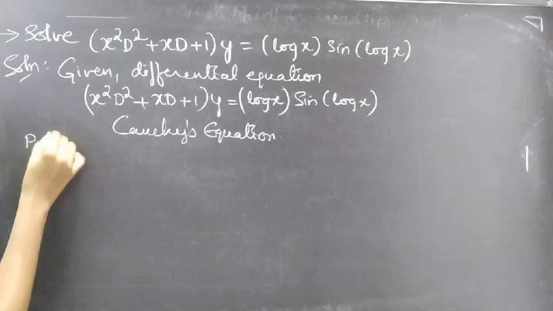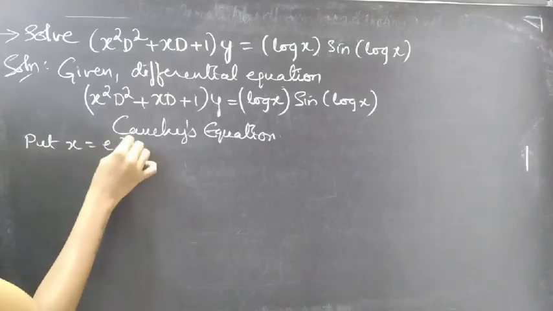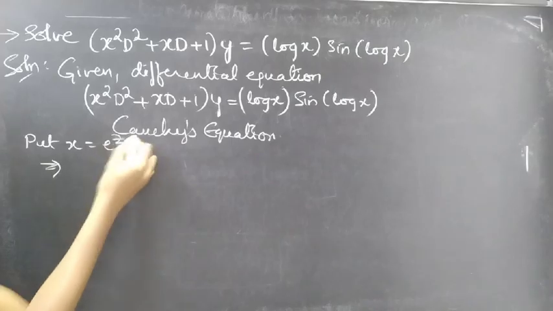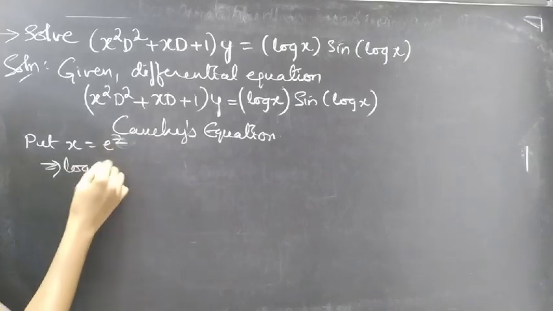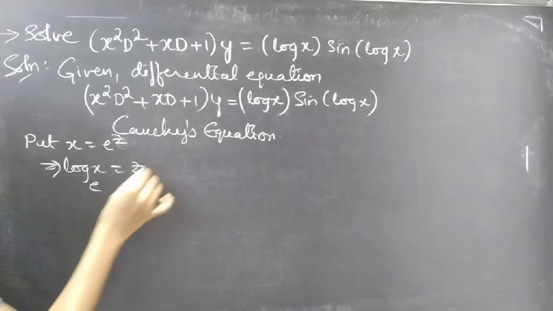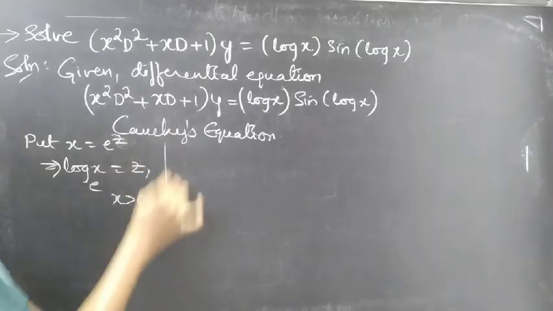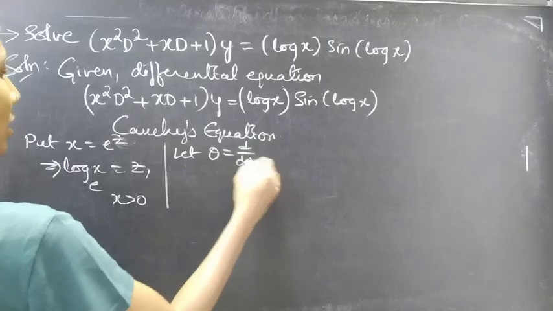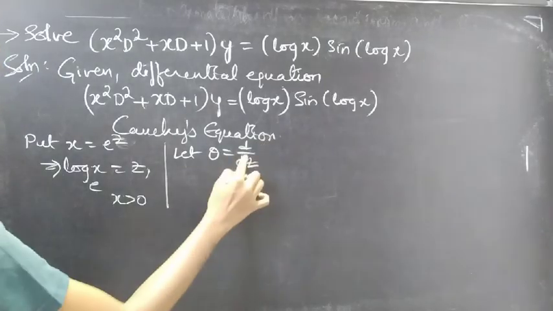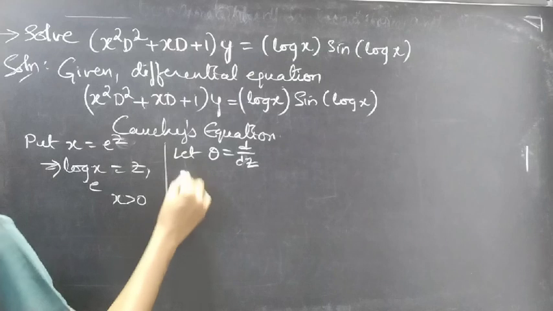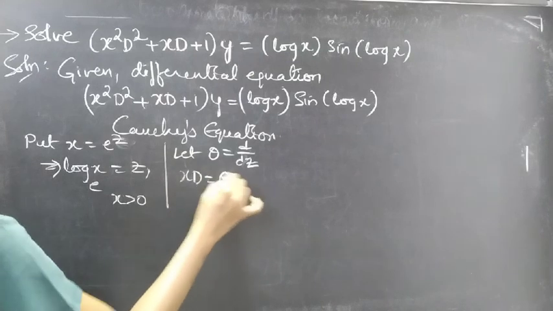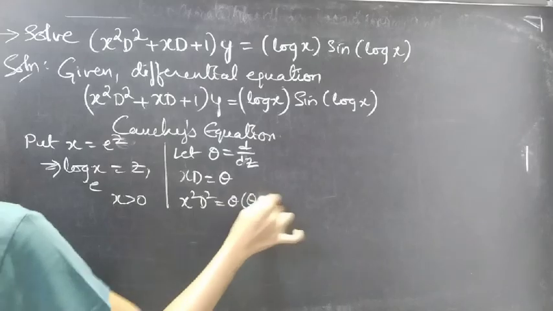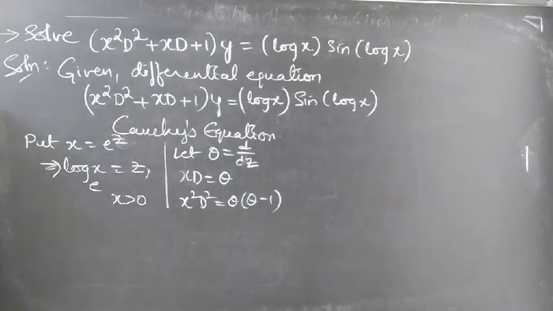Now put x = e^z, then log x = z for x greater than 0, and let θ = d/dz. Here θ is a differential operator with independent variable z. Then xD = θ and x² D² = θ(θ − 1).